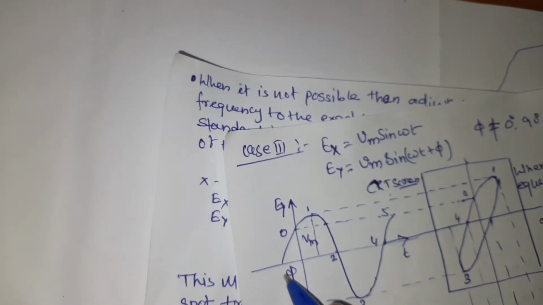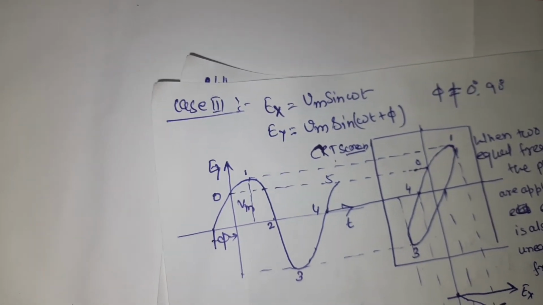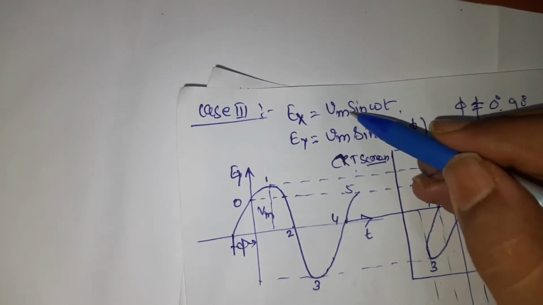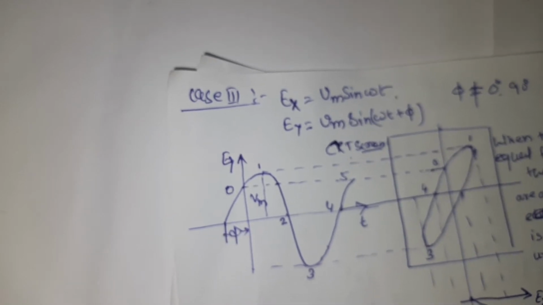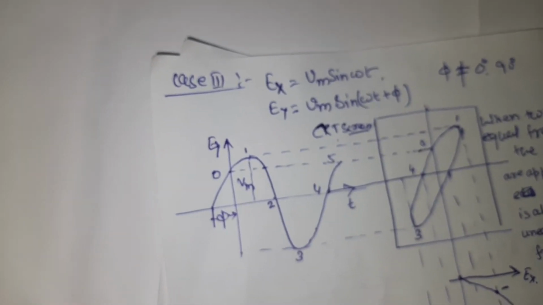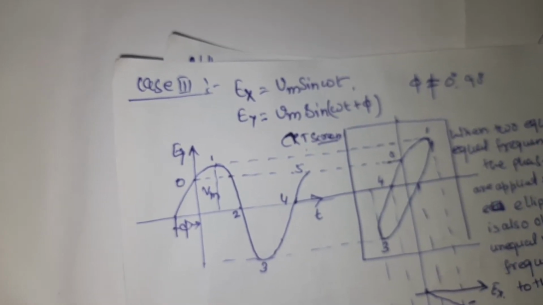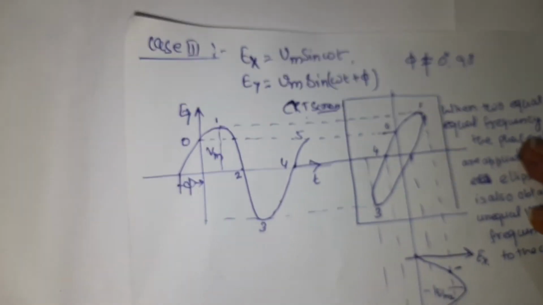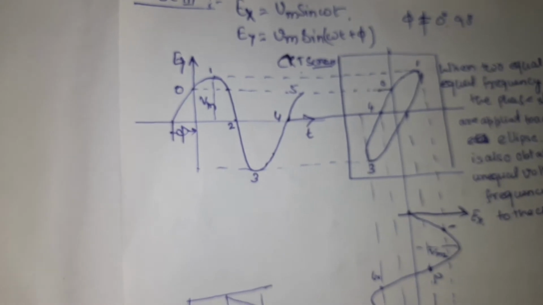So suppose there is a phase shift phi across the Y plate. The voltage across the X plate is Bm sin omega t, and the voltage across the Y plate is Bm sin omega t plus phi. Then the CRO shows an ellipse. Even if the magnitudes of the two signals are not the same, we still observe an elliptical waveform in a CRO.